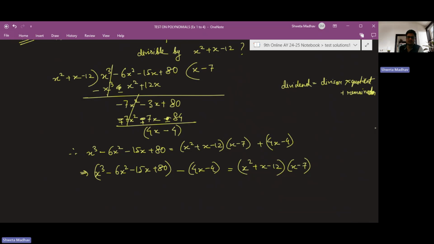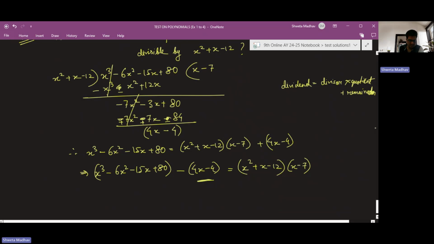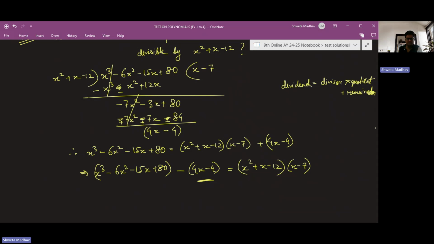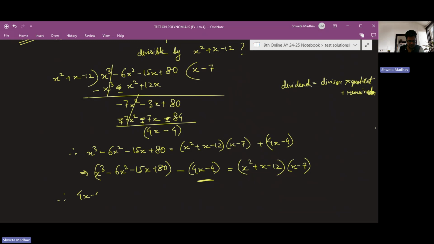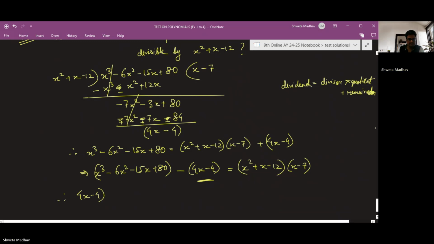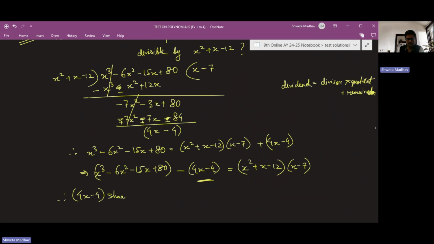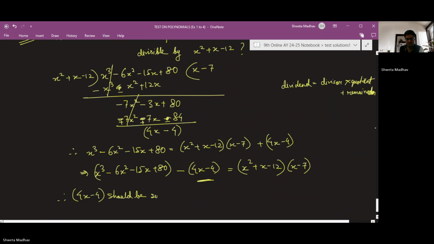So hence it means this 4x minus 4 only should be subtracted from the given polynomial x cube minus 6x square minus 15x plus 80, so that it is divisible by x square plus x minus 12. So therefore the answer is 4x minus 4 should be subtracted. So this is the answer.